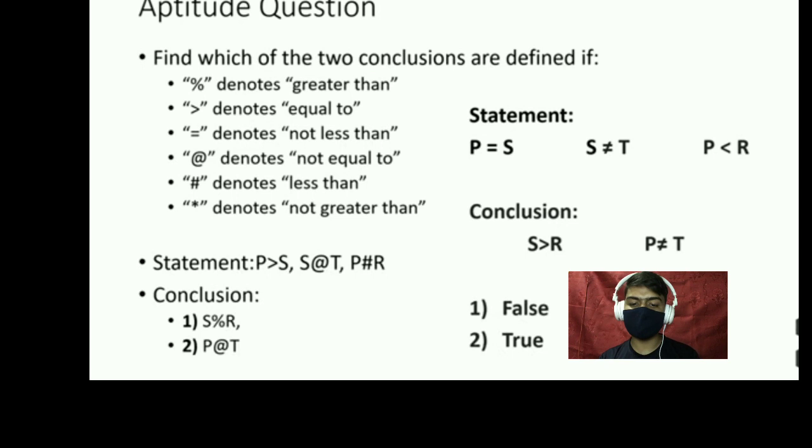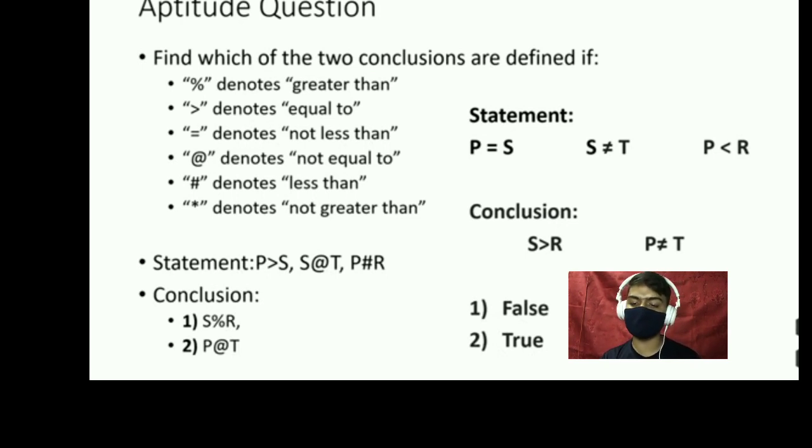Then P has R. Here you can see has denotes less than, so P is less than R. The first conclusion is S mod R. Mod denotes greater than, so S is greater than R. Can we say S is greater than R from the given statement? No. Since P is equal to S and P is less than R, S will also be less than R. So the first one is false.